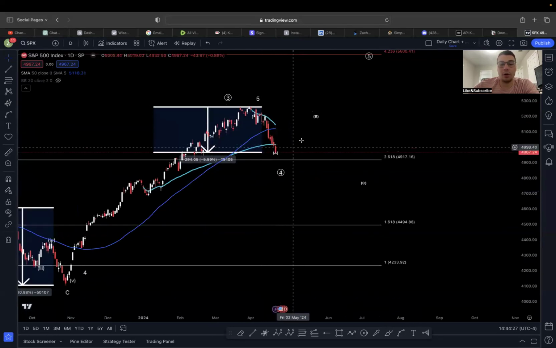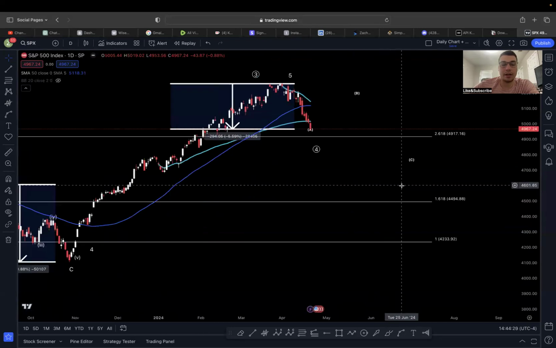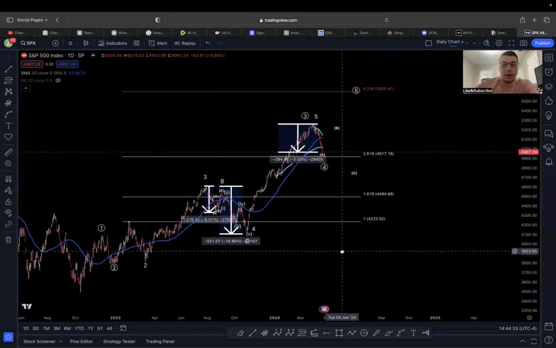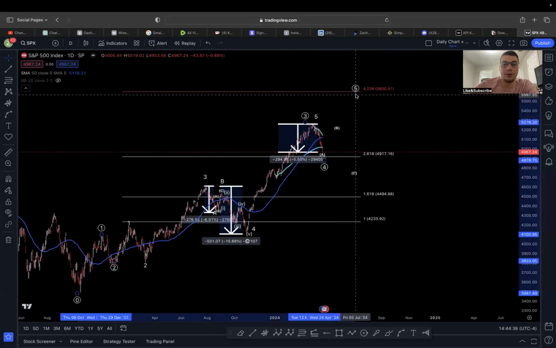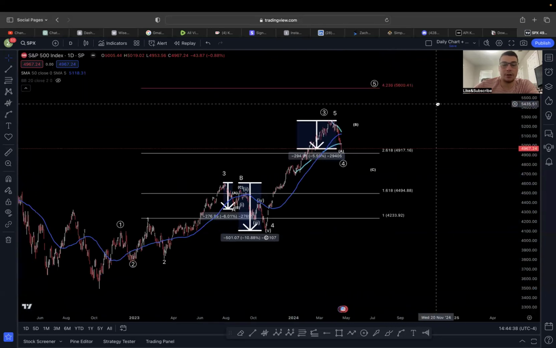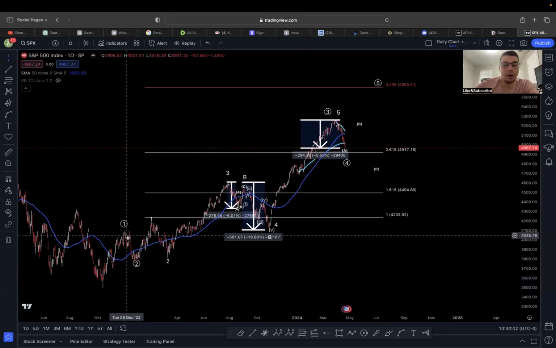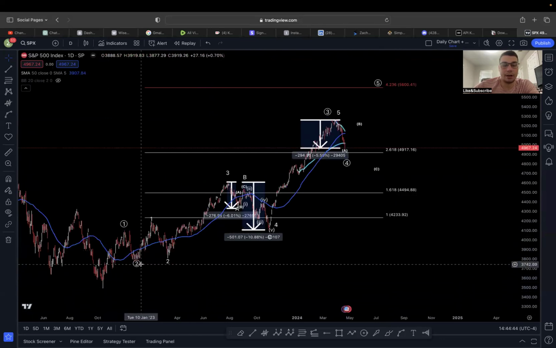And then your wave 4s, those are going to be ABCs, right? And so if we just zoom out a little bit, you can see the count that I've got here, taking the S&P 500 up to about 5,600, right? We have the October 2022 lows. We have wave 1 up, wave 2 down. We had an ABC down right here.